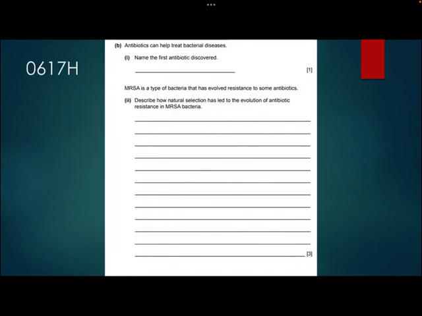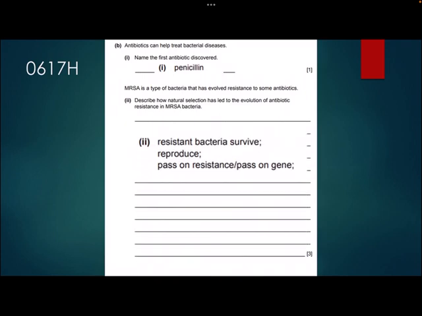Antibiotics can help treat bacterial diseases, namely the first antibiotic discovered, that was penicillin. MRSA is a type of bacteria that has evolved resistance to some antibiotics. Describe how natural selection has led to the evolution of antibiotic resistance in MRSA bacteria. So for this, for 3 marks: the resistant bacteria survive, reproduce and pass on the resistance gene.